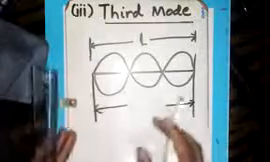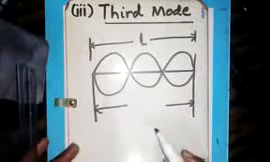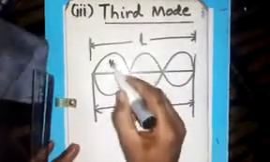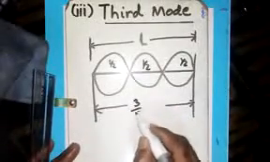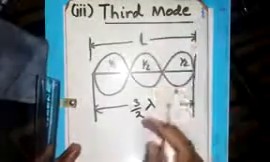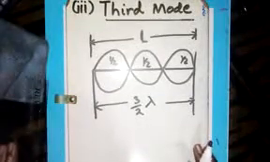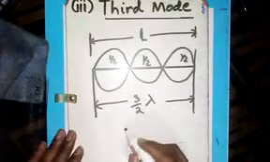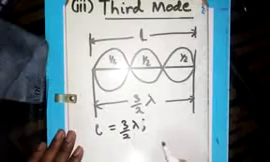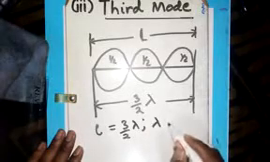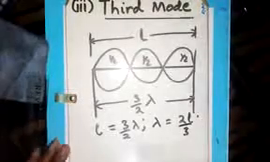Now let us look here. What is the relationship between the length of the string and the wavelength under the third mode? At this point, this is a half, this is a half, this is a half. That is 1.5, that means 3/2. Therefore, the length is equal to 3/2 of the wavelength. Thus, L equals 3/2 of lambda. Now what is lambda? Lambda is nothing but 2L/3. This is how lambda and L relate.